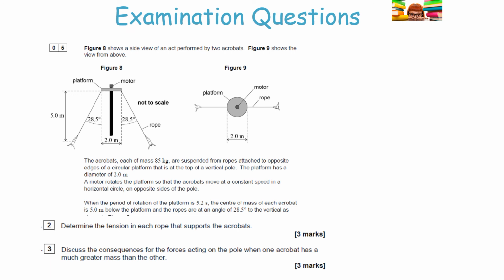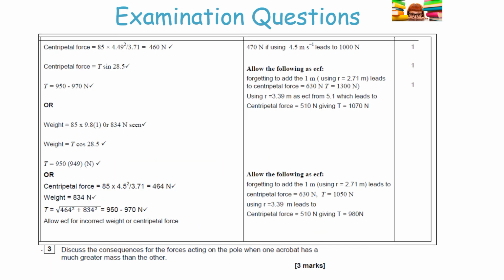Right, so firstly, we need to work out what our value of tension is going to be. Now, the first thing we can say is the object's moving in a circle. So therefore, this must be a horizontal force, the centripetal force. So we can work out what the centripetal force is by doing mv squared over r. So we've got m, 85, we've got v, 4.49, so we square that, divided by r, which you've just worked out to be 3.71 from the previous question, so you get a value of 460 newtons.